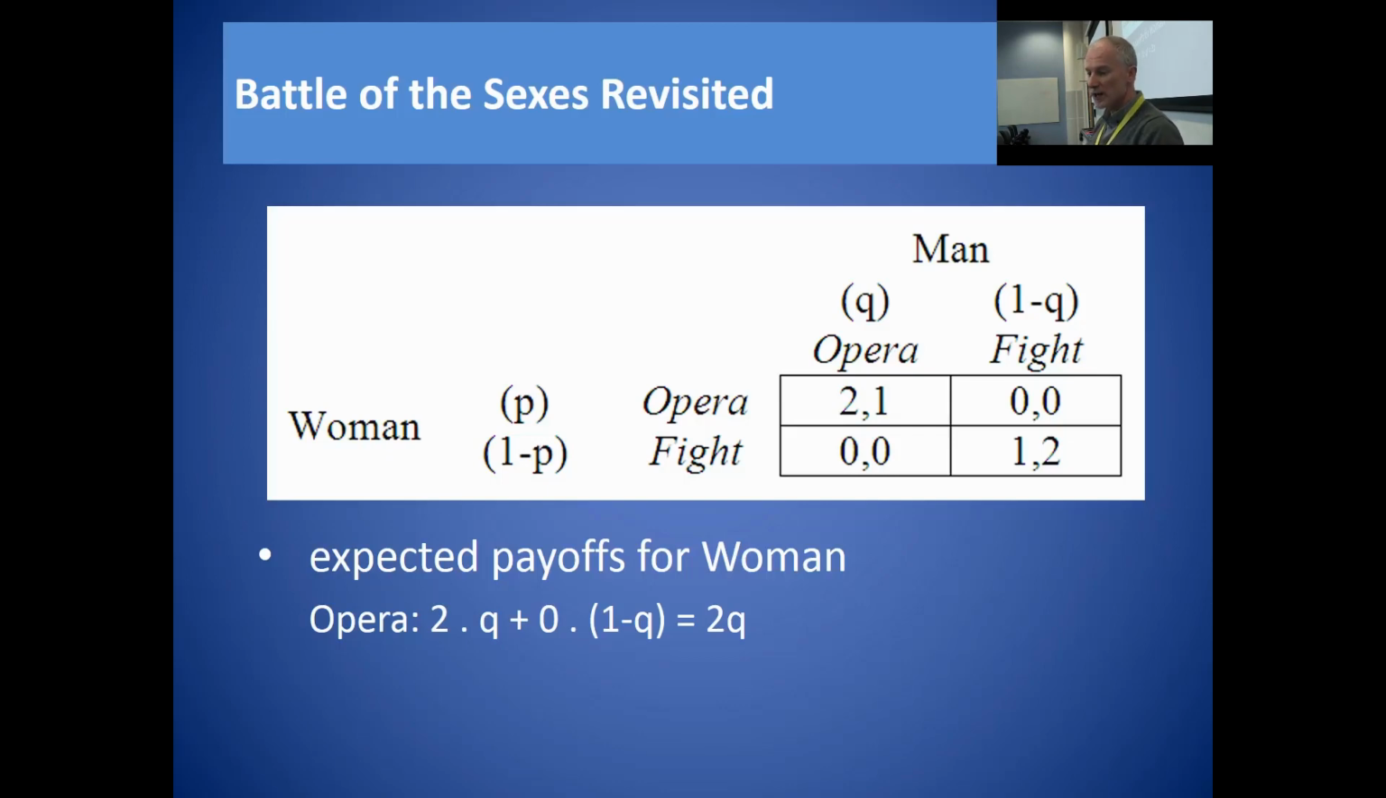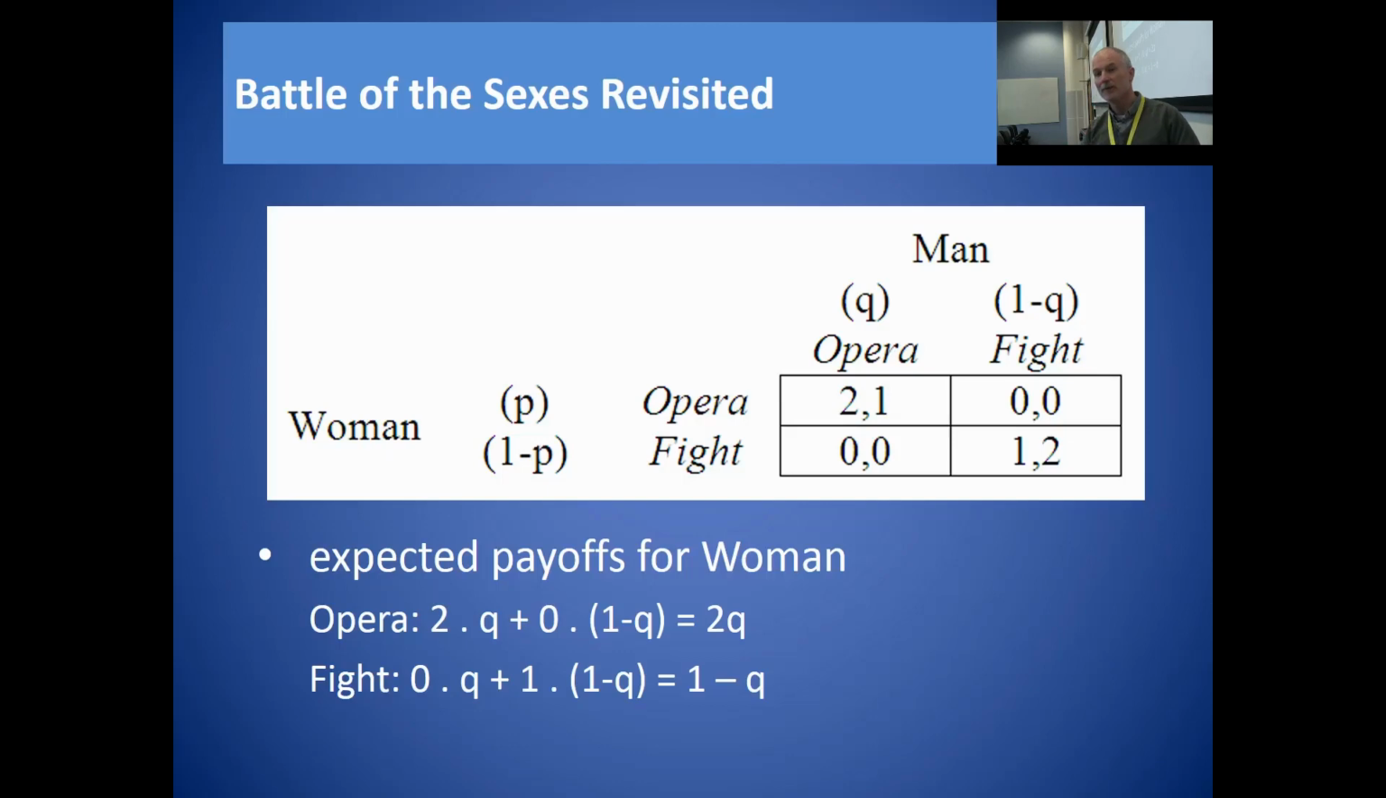And then we can do exactly the same to find her expected payoff if she chose to go to the prize fight. If the woman chooses to go to the prize fight, she either has a payoff of 0 or she has a payoff of 1. She will have 0 with a probability of Q and 1 with a probability of 1 minus Q. And that's all we've got here. And so that gives her expected payoff when she attends the prize fight of 1 minus Q. And that's it for the woman.